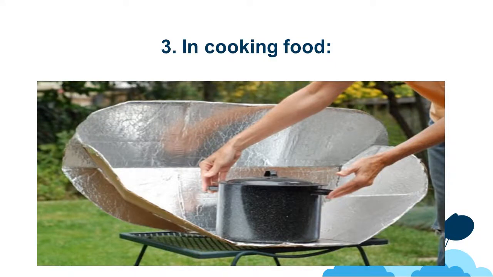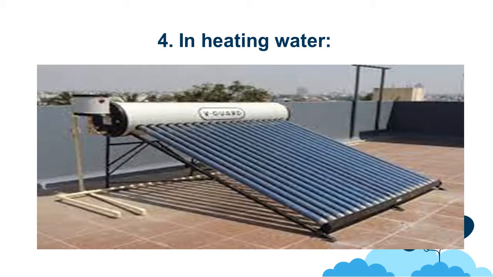Solar energy is used in cooking food. Curved mirrors are used to collect and focus the sun rays to heat metal pots and cook the food inside it. Solar energy is used in heating water. A solar heater is placed on the roof of the house. Panels made of black pipes can heat the water when it passes through these pipes. The heated water is stored in a water tank to be used later.